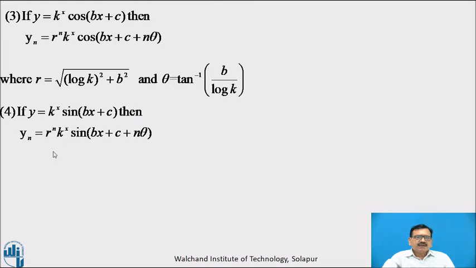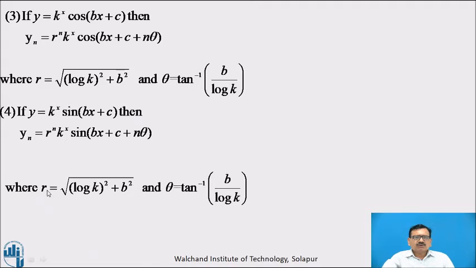And similarly, if y equals k to the power x sin(bx plus c), then the nth derivative is equal to r raised to n k raised to x sin(bx plus c plus n theta). Here also, r is equal to square root of (log k) square plus b square and theta equals tan inverse of b by log k.